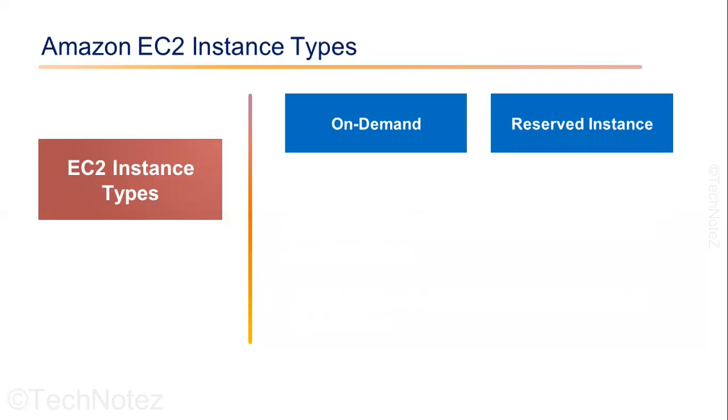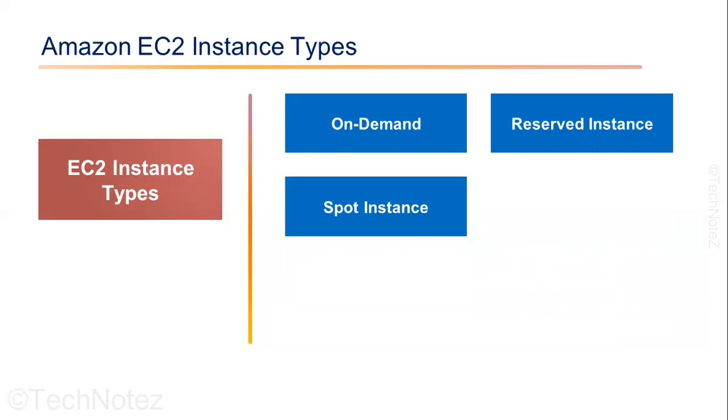Reserved instances provide a significant discount, up to 75% compared to on-demand instances, if you commit to using the instances for a 1 or 3 year term. Reserved instances also provide the option to pay upfront or in monthly installments. Spot instances allow you to bid on spare Amazon EC2 computing capacity, making it possible to request spare Amazon EC2 instances at a lower price than the on-demand price.